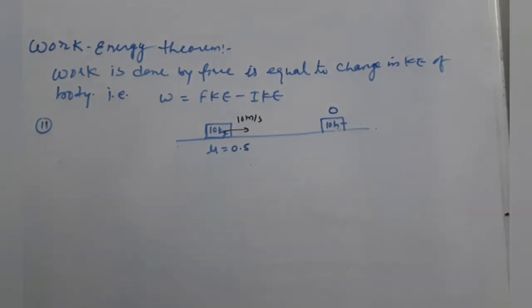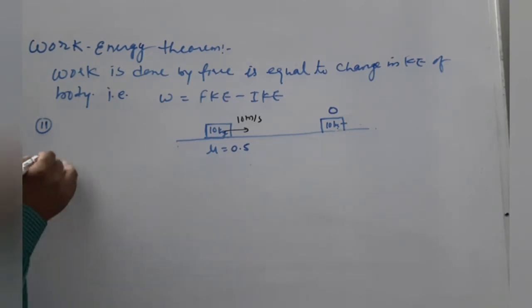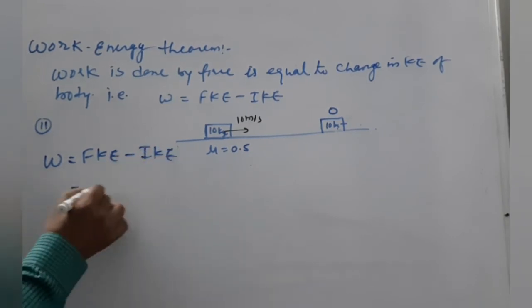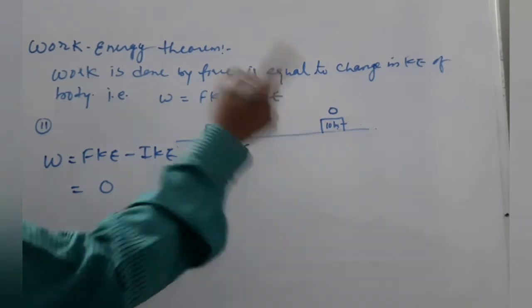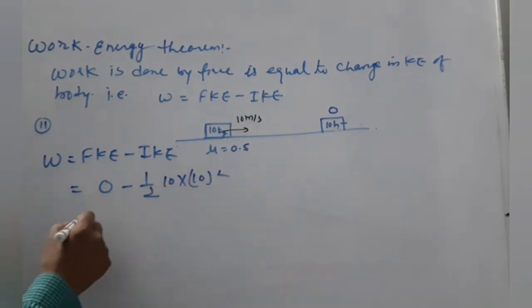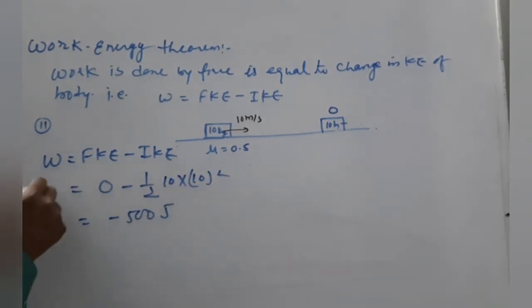Now see the second example. There is a block of mass 10 kg moving with velocity 10 meter per second, but due to the presence of friction it comes to rest after some time. Then determine the work done by frictional force. So utilize the same theorem. W is equal to final kinetic energy minus initial kinetic energy, and final kinetic energy is 0 because final velocity is 0, minus 1 by 2 into 10 into 10 square, which gives minus 500 joule. So work done by frictional force is negative.